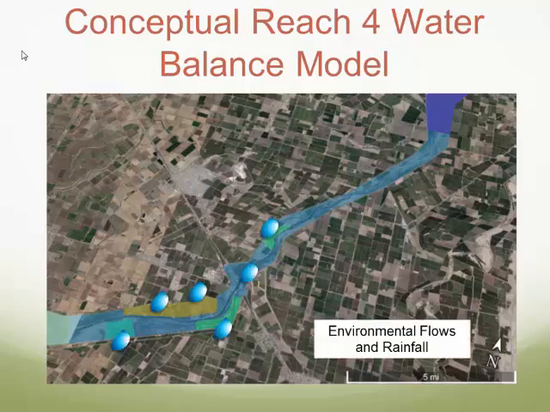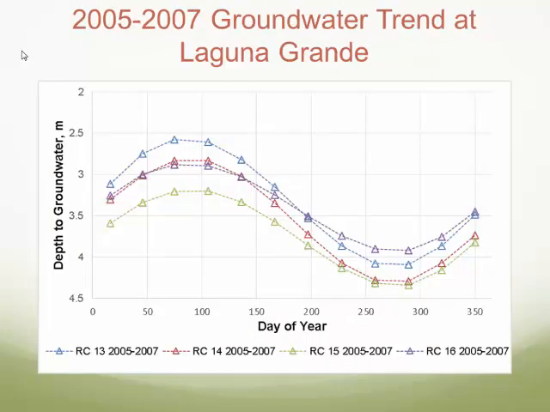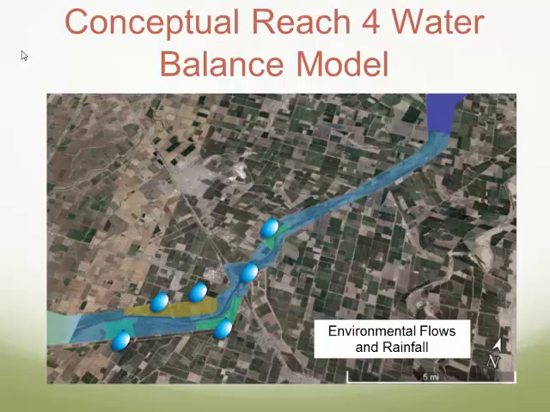So environmental flows and rainfall I've lumped into this slide. All of these water drops indicate points where we have the potential to deliver environmental flows to reach 4. So, for example, there's a turnout from the irrigation canal that will provide water for this restoration site, and different irrigation turnouts that provide water to the restoration sites, as well as potential deliveries to the river channel and the backwaters.